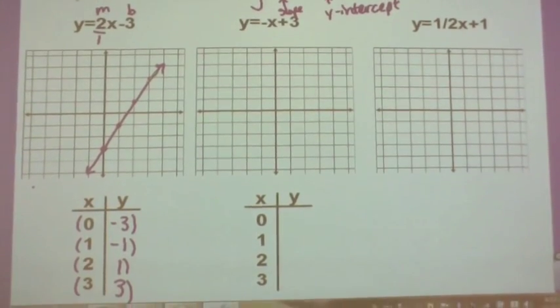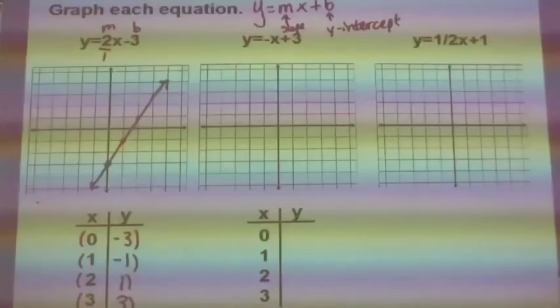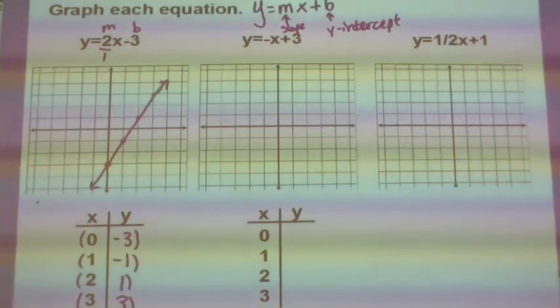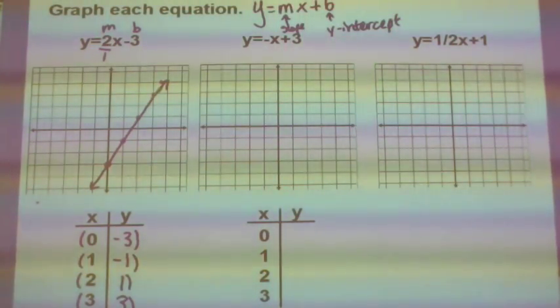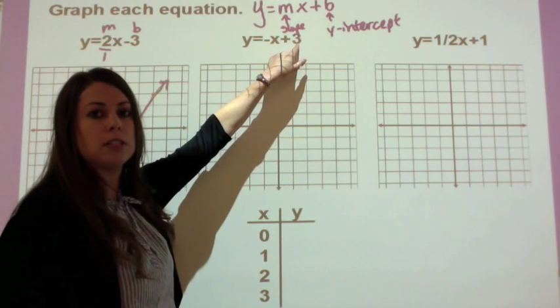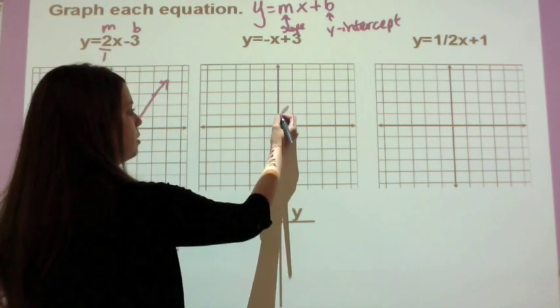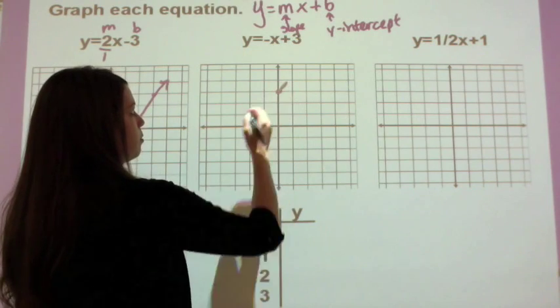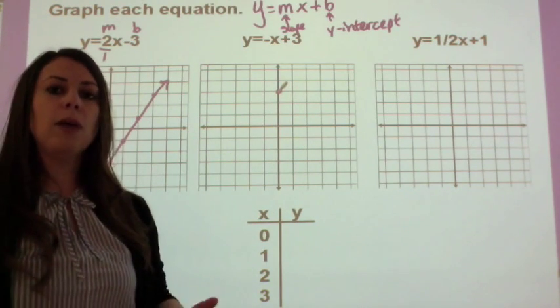Okay, so let's look at the other one. Let's start with y equals mx plus b. Where is it going to start? It's going to start on the y-intercept, so it's going to start at positive 3. So I go up to positive 3. That's my starting point. Now we have negative x.